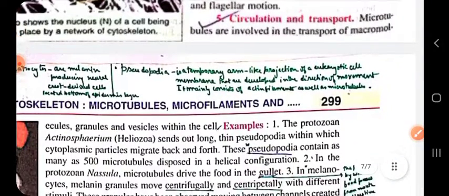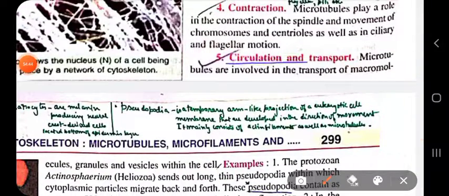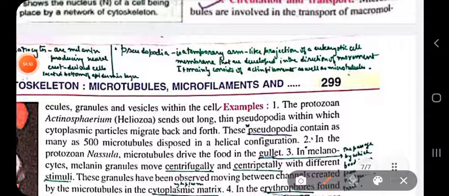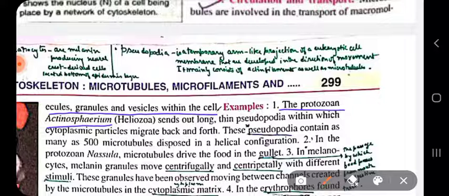And last is circulation and transport. Microtubules also help in transport of macromolecules, granules and vesicles within the cell. There are many examples. The first example: the protozoan Actinosphaerium, a heliozoan, sends out long thin pseudopodia within which cytoplasmic particles migrate back and forth.